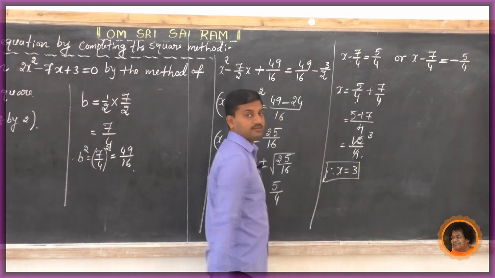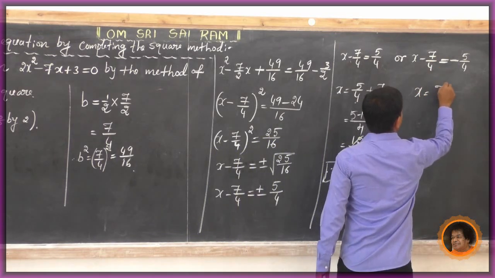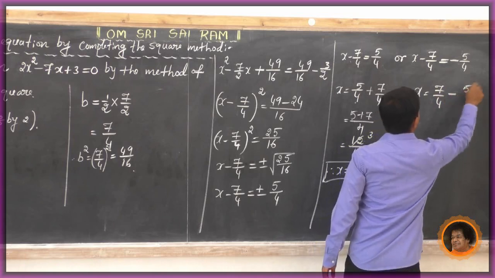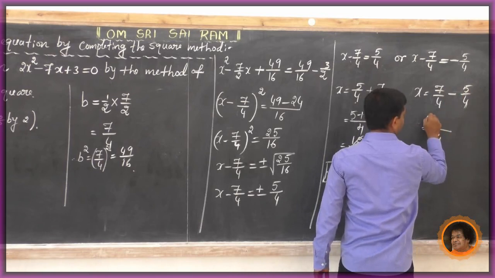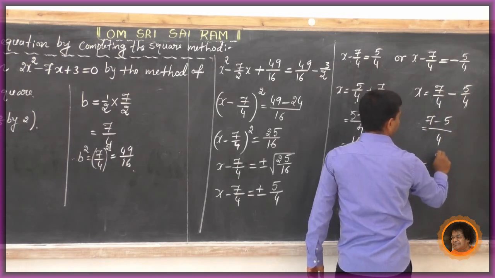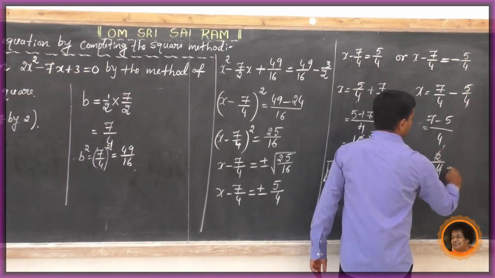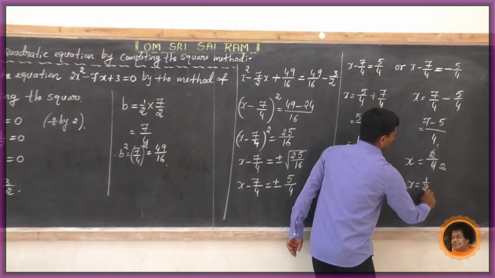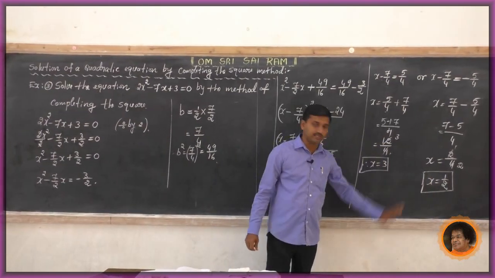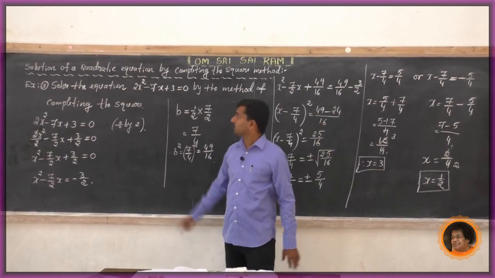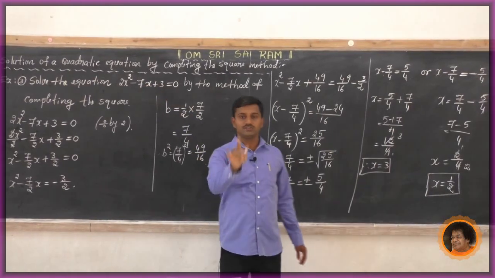x equal to 3. And what about the second one? x equal to minus 5 by 4 plus 7 by 4, denominator same, so subtract the numerator, 7 minus 5 equal to 2 by 4. So this is the value of x, 2 ones are 2, 2 twos are 4. So x equal to 1 by 2. So x equal to 3 and x equal to 1 by 2 are the roots of the quadratic equation 2x square minus 7x plus 3 equal to 0.